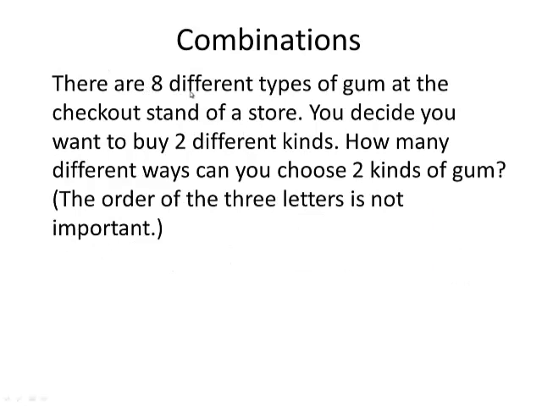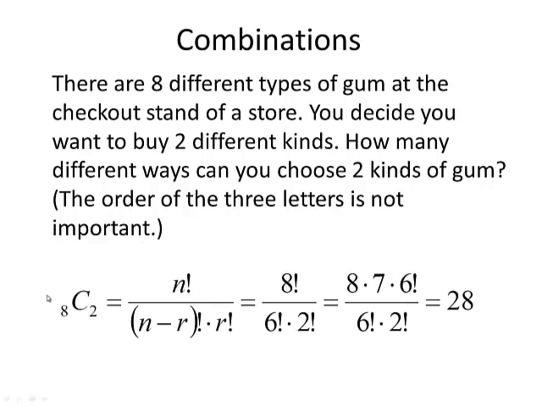There are 8 different types of gum at the checkout stand of a store. You decide you want to buy 2 different kinds. How many different ways can you choose 2 kinds of gum? Now, the order of the gum is not important, right? If you're going to choose 2, it doesn't matter if you choose one over the other first. Okay, so the order doesn't matter. So this is a combination again. So it's 8C2, which is 28.